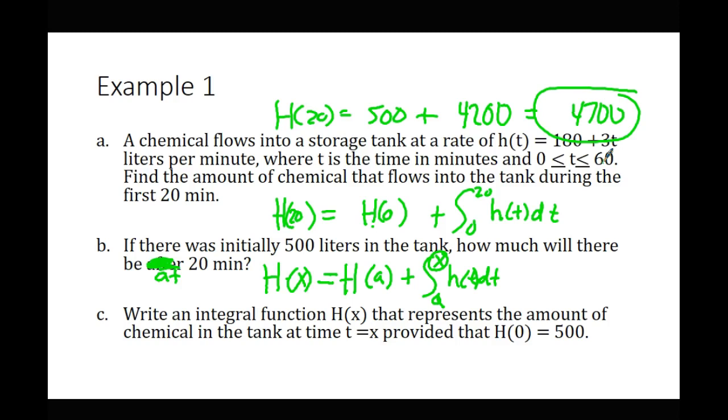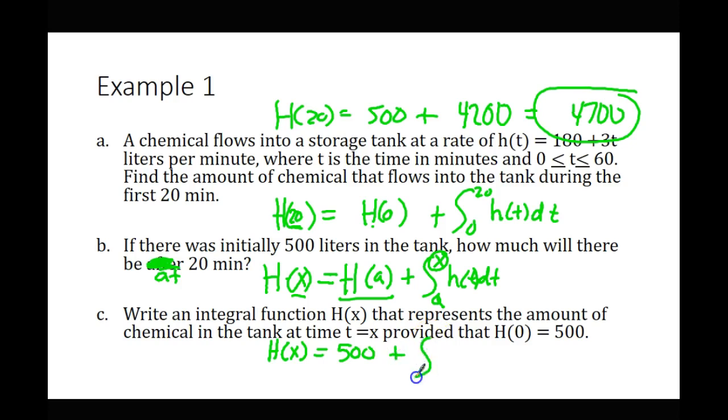So part C asked us to write an integral function that represents the amount of chemical in the tank at any time, so that means that instead of finding a specific value for X, we're just going to leave X in there. Okay, so H of X is equal to your starting amount. So for this particular problem, what's my starting amount? 500. Now you could put a big H of 0 if you want to, but we want to put it in the simplest form we can. It's just easier to put 500 there.